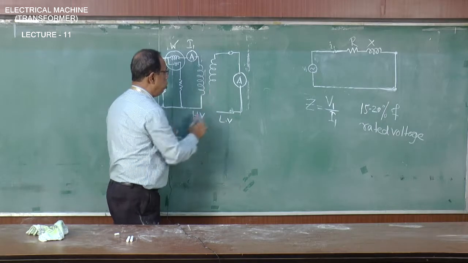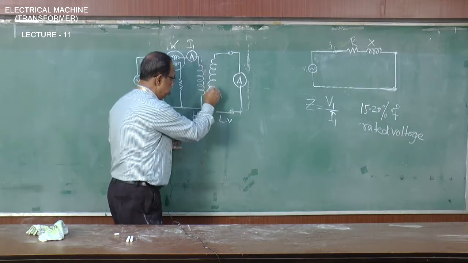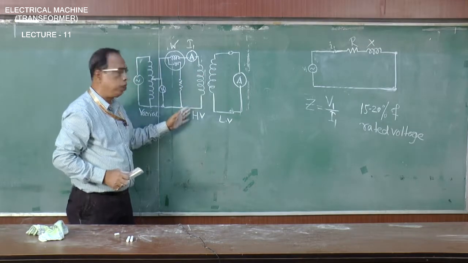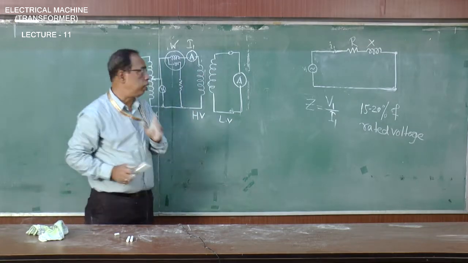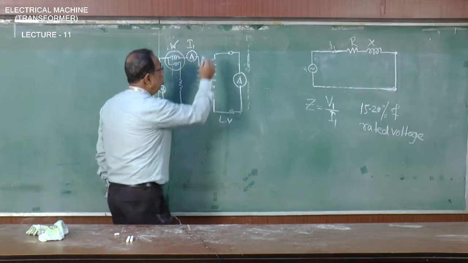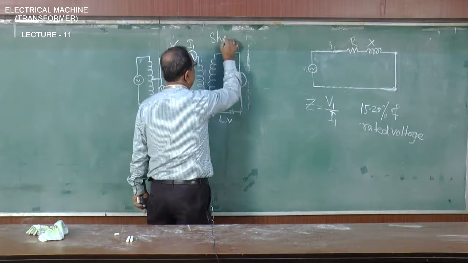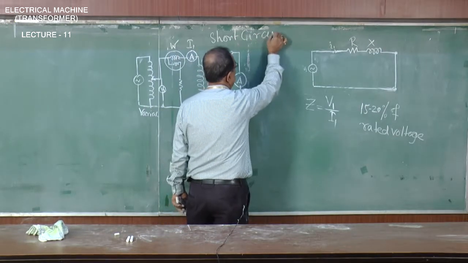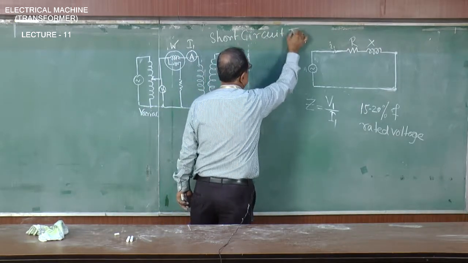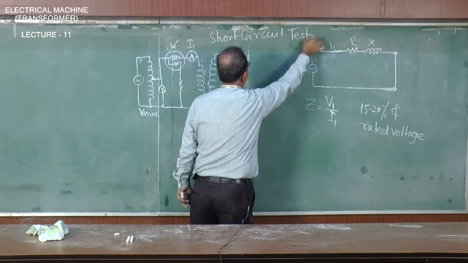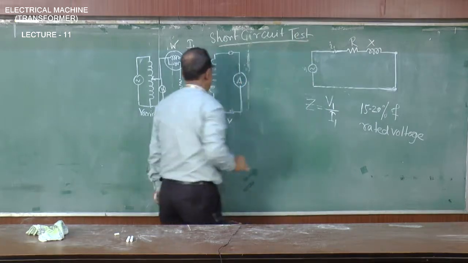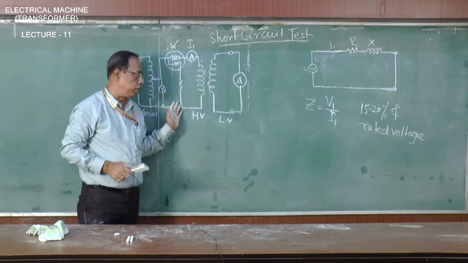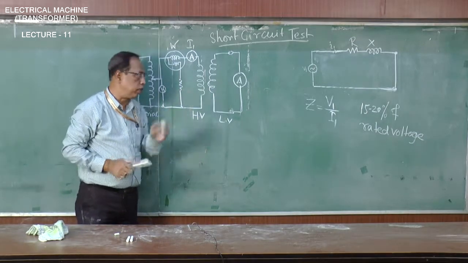So, I will have to reduce the number of turns. So, this is the low voltage side and this will be the high voltage side. This test is called the short circuit test. It is conducted on the high voltage side, keeping the low voltage side short circuited.